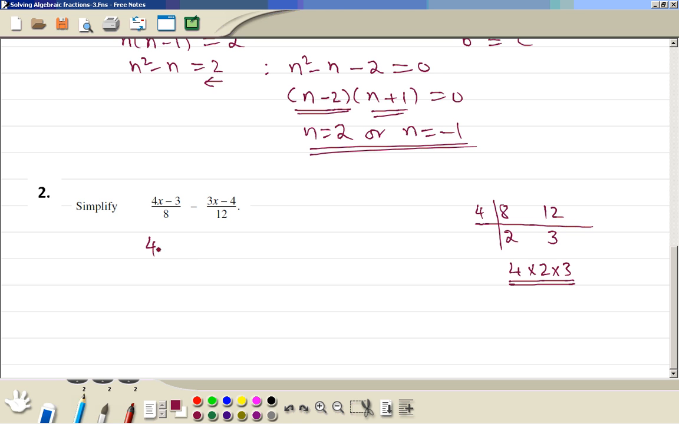So write the first fraction out of 24. So you're timesing this one by 3, so multiply the top part by 3. You write this 12 here with 24. So we're timesing this by 2, so multiply the top part by 2. So now we've got the single denominator.